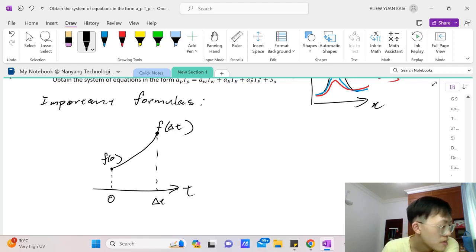Now, what do we have to know? We have to know these two approximations. So one approximation is this.